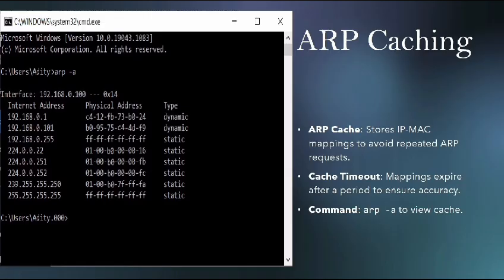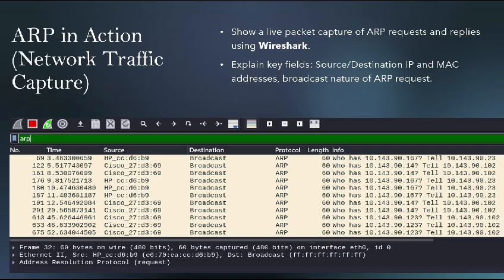Let us discuss what is meant by ARP caching. To avoid repeatedly sending ARP requests, devices store IP to MAC address mappings in an ARP cache. This is a temporary table of resolved addresses that improves network efficiency. However, since network configurations can change, ARP cache entries have a timeout period after which they are removed to ensure the mappings remain accurate. You can view a device's ARP cache using the ARP command in your terminal.